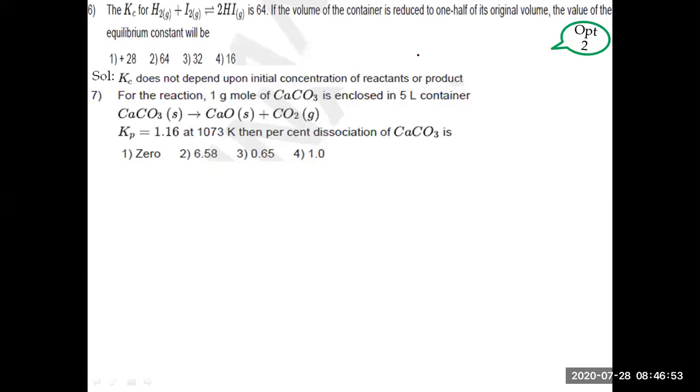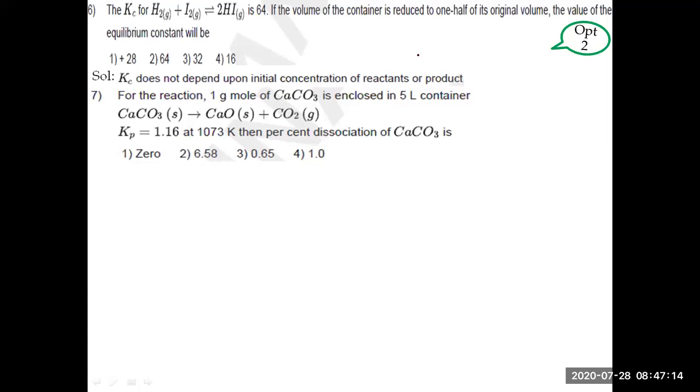Okay, I'll also tell you. Calcium carbonate decomposed should be equal to carbon dioxide liberated. So you can find out how much of calcium carbonate is decomposed through carbon dioxide liberated. Now you can do that.